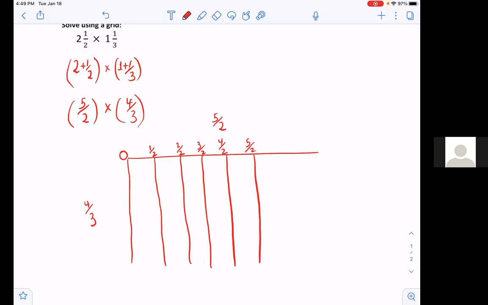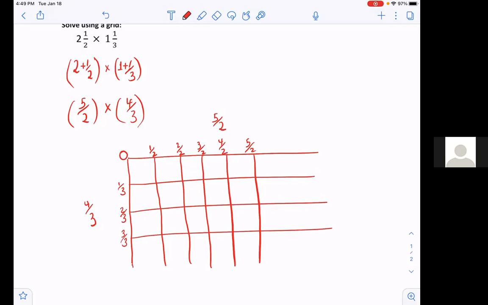Showing the 4/3 vertically, we are going to do the same. I'm going to make partitions. And from 0, the first partition will represent the first third. Then we have the second third, the third third, and the fourth third.